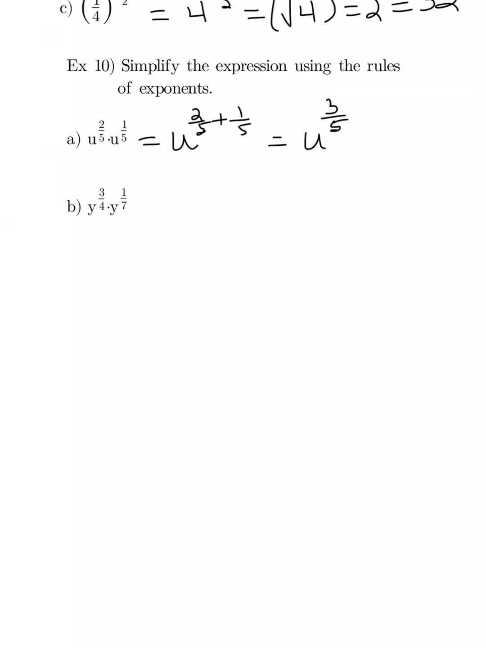For this example, we are still multiplying the bases, which means we need to add the fractions, but 3/4 and 1/7 do not have common denominators. Common denominator for 4 and 7 is going to be 28. So the first fraction, we're going to multiply top and bottom by 7 and wind up with y to the 21 over 28 times, for the second power, the fraction needs to be multiplied top and bottom by 4. That will become 4 over 28. Now add your exponents and you will get y to the 25 over 28.